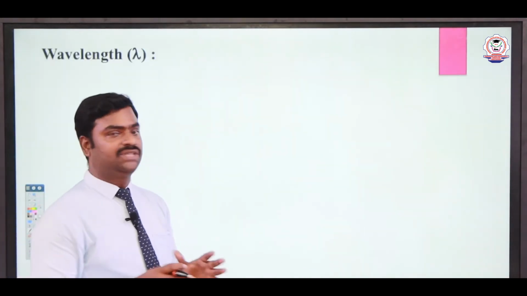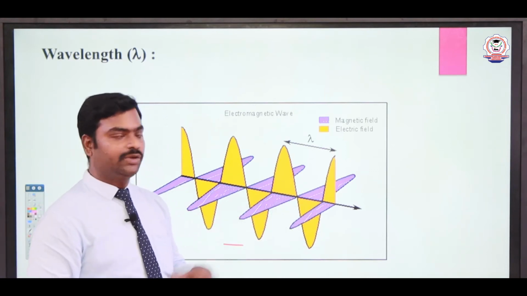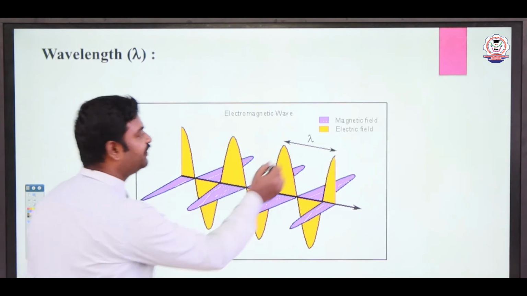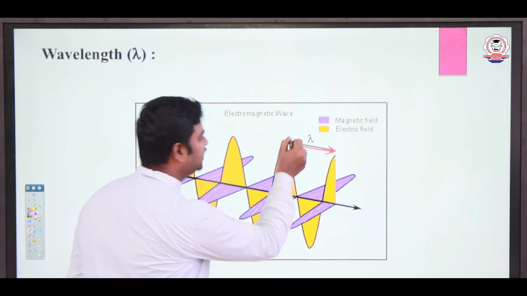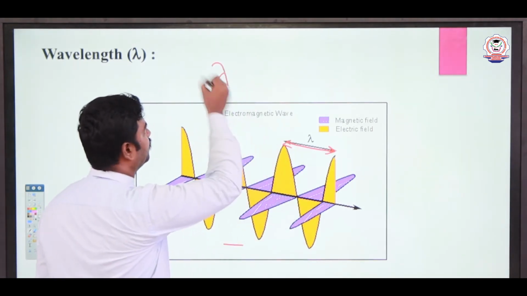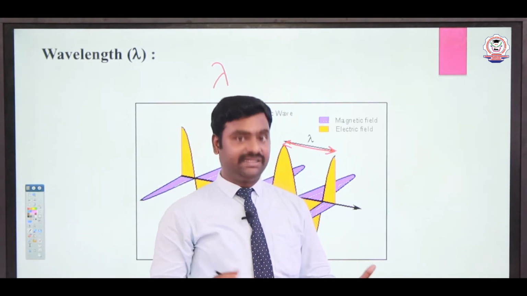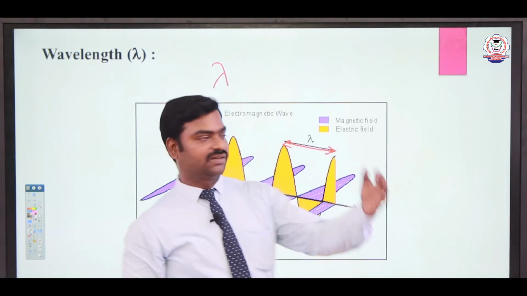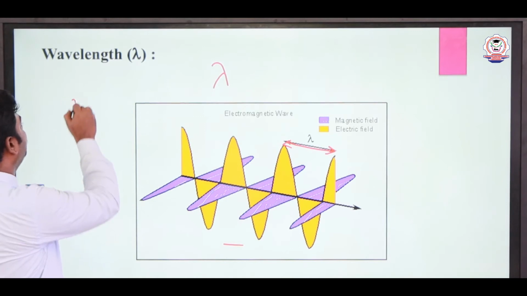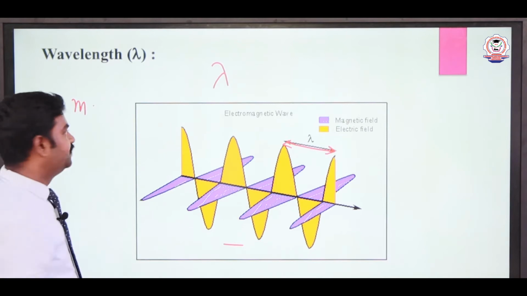Wavelength, lambda. When an electromagnetic radiation propagates through space, you can clearly see the waves. The distance between two adjacent crests is called the wavelength, lambda. The wavelength may be expressed in meter, that is the unit, or else nanometer or Angstrom. I will give you the conversion, how to convert meter into nanometer or nanometer into meter.